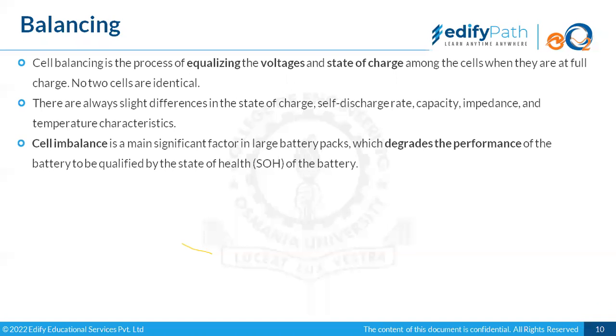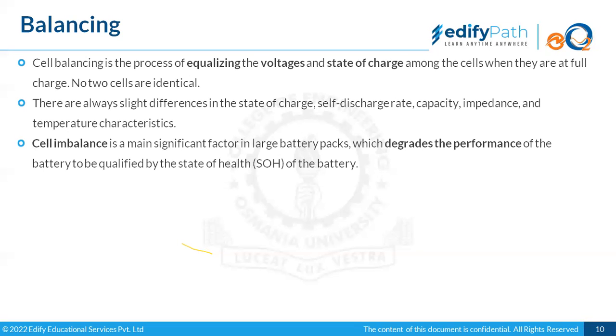So cell balancing is the process of equalizing the voltage and state of charge among the cells when they are at full charge. No two cells are identical. As we said, cells could be from a similar manufacturer, they could have the same internal resistances and everything, but conditionally they might perform differently. With time, a small error would be corrected by the BMS itself. But if the error percentage increases, then the battery could go into a disbalancing stage, and that can be taken care of only by the servicing station.